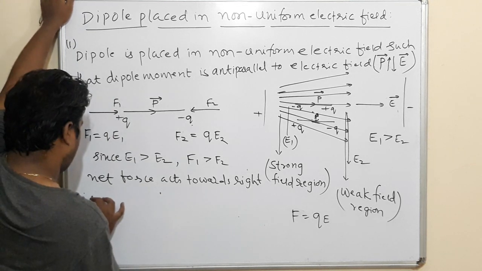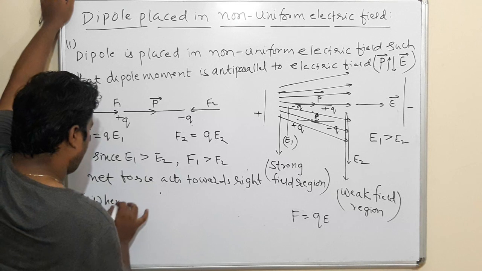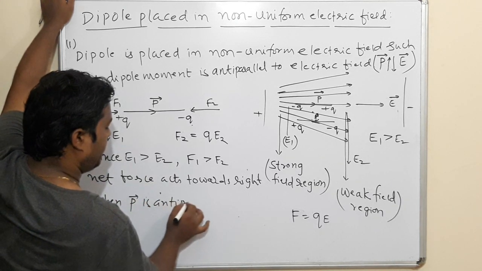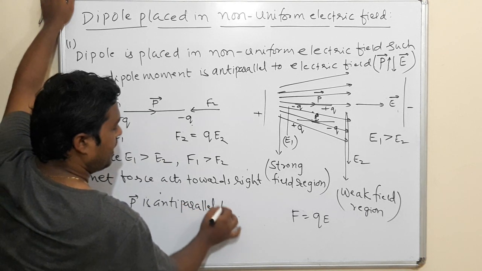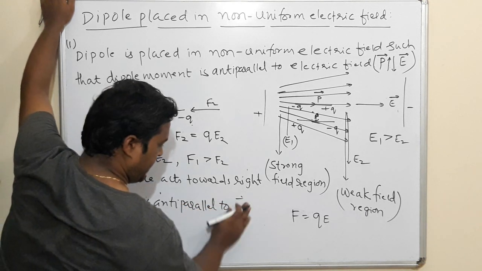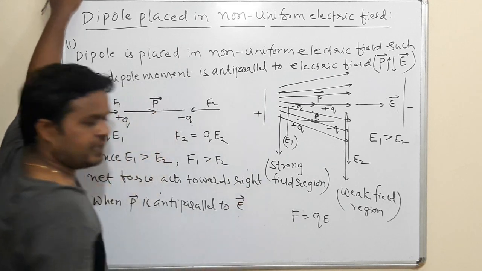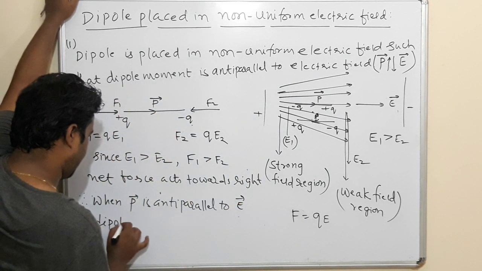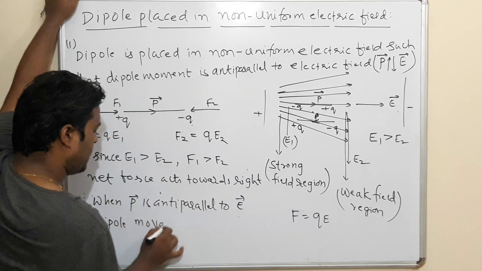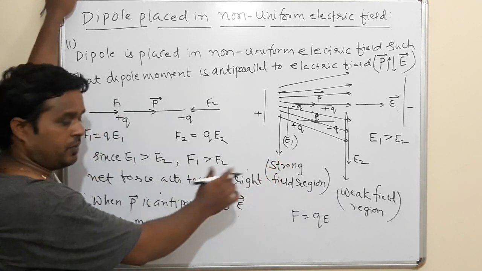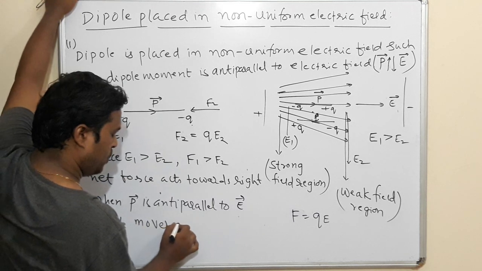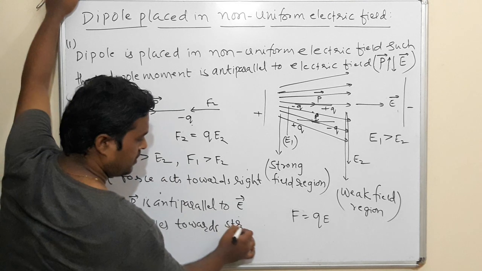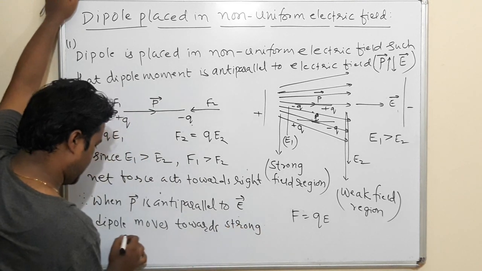Therefore, I can say when P is anti-parallel to E, the dipole moves towards the right because of the net force. The dipole moves towards the strong field region.